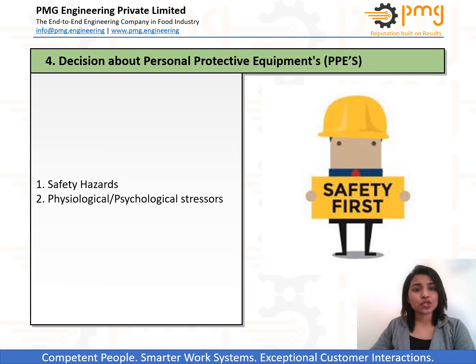Decisions. One must always consider safety hazards and psychological or physiological stressors before deciding on the use of PPE. If we are talking about safety hazards, there is restriction in movement due to weight, restriction in vision due to visual field limitation, and there can be difficulty communicating due to the face protection.